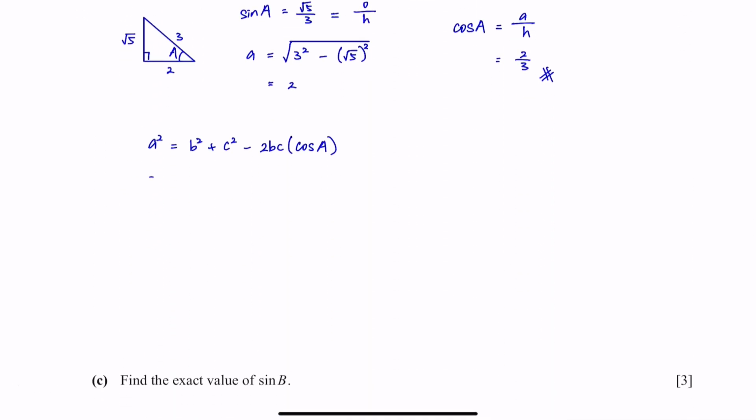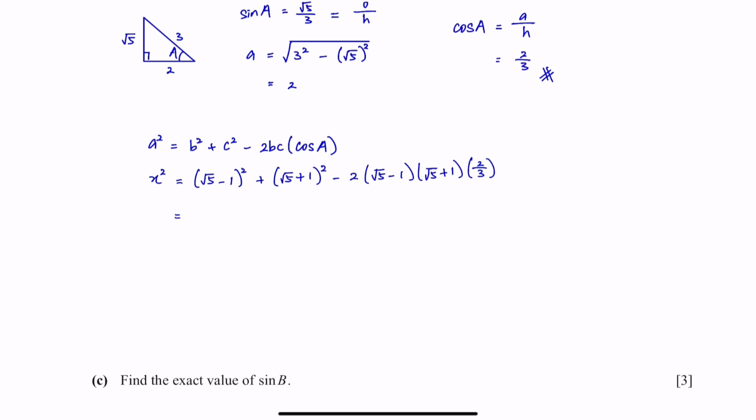So a squared would be x squared, and b squared would be root 5 minus 1 squared, and c squared would be root 5 plus 1 squared, minus 2. B would be root 5 minus 1. C would be root 5 plus 1. And cos A would be 2 over 3.